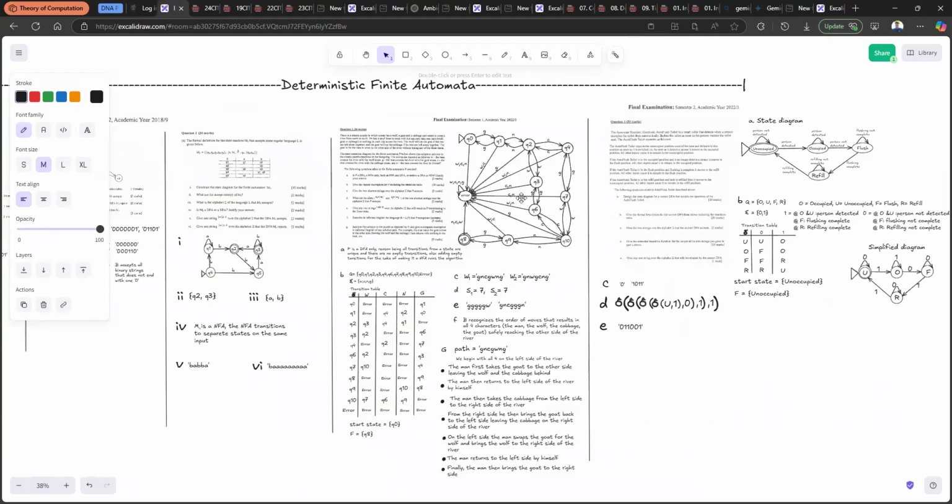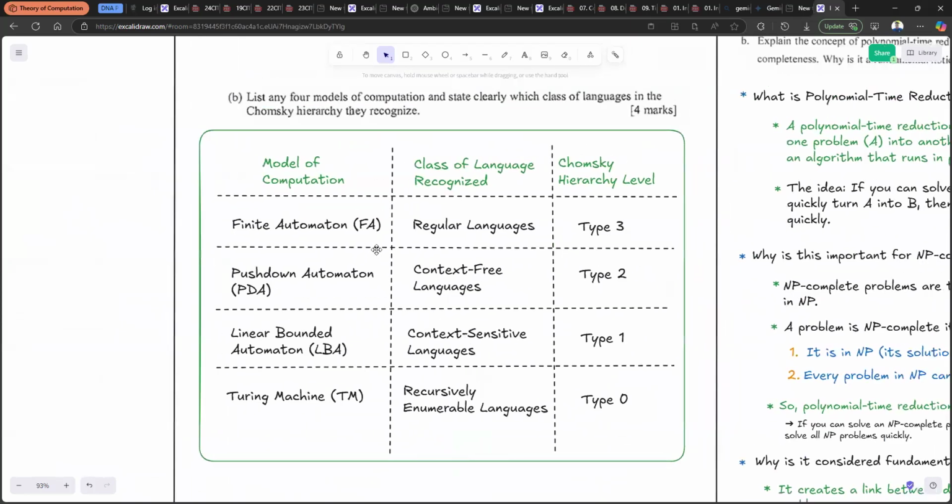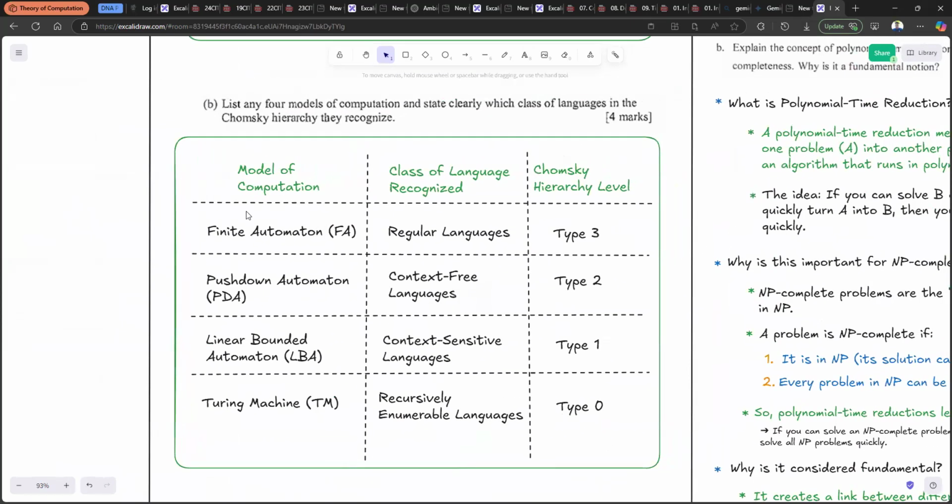This is on the first lecture, that is Chomsky's hierarchy. So you have to understand the different classes of languages, which I have here in this document. It's the four models of computation that Chomsky recognizes. The first one is finite automata, which is type 3. The class of language is the regular languages, and it's modeled by the finite automata, the DFA or the NFA.